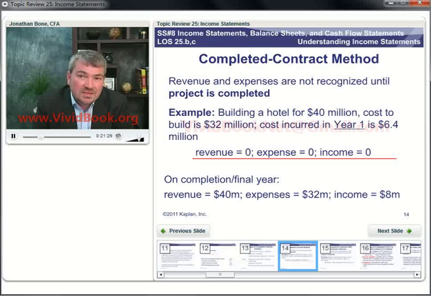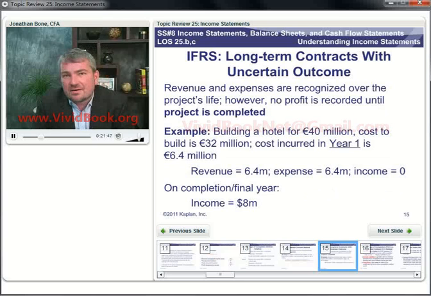Until, of course, we get to our final year when we'll book all of the revenue, 40 million, all of the expense, 32 million, and as a result, all of the profit, 8 million. Now remember, completed contract is not allowed under IFRS. Let's have a look at the approach under IFRS. So notice IFRS treatment. Remember, we do record sales, but we ensure the sale is matched to the cost until the project is complete. So whilst you've got a sales figure in there, you've also got a cost figure in there as well, and no profit. So let's have a look at the same example.